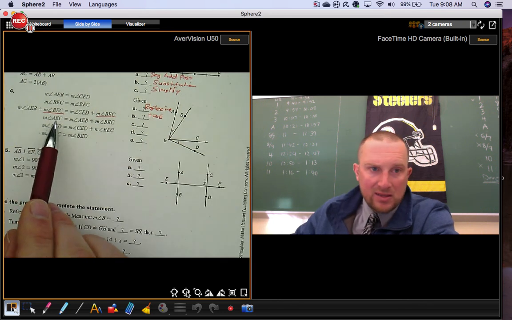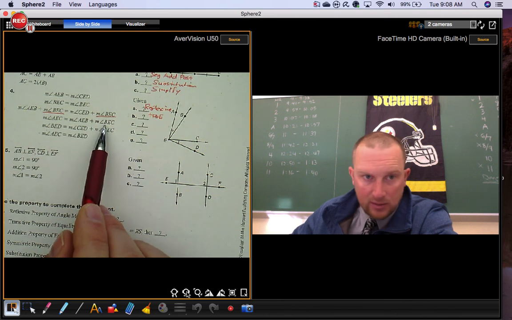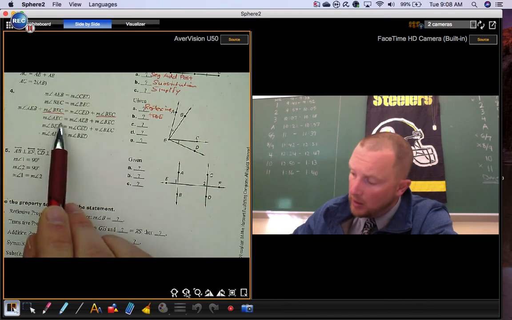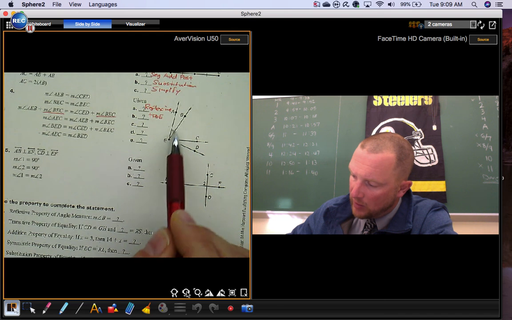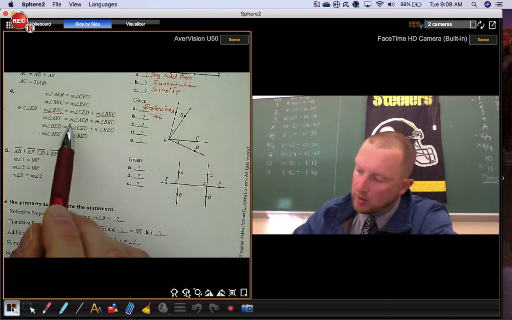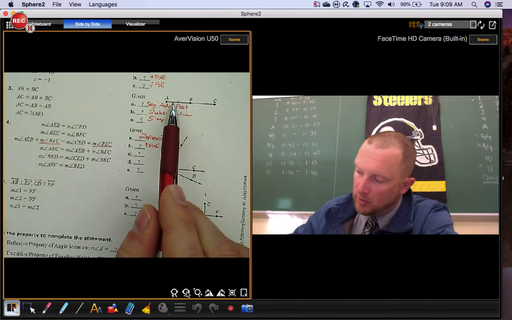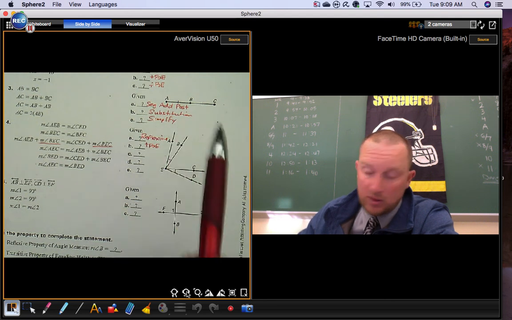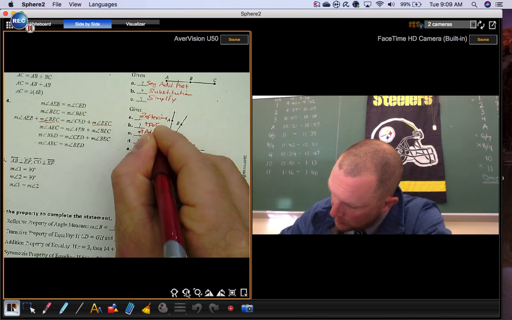Measure of angle AEC is equal to the measure of angle AEB plus the measure of angle BEC. You're going to need to look at the diagram for this one. Angle AEC is this big angle, and it's a combination of angle AEB and angle BEC, the two little ones. Two little angles make a big angle. Remember how two little segments made a big segment up here? It's the same thing. That was segment addition postulate. This one is angle addition postulate.